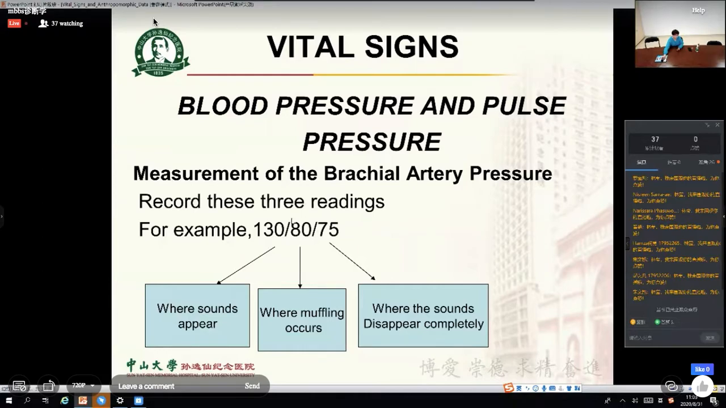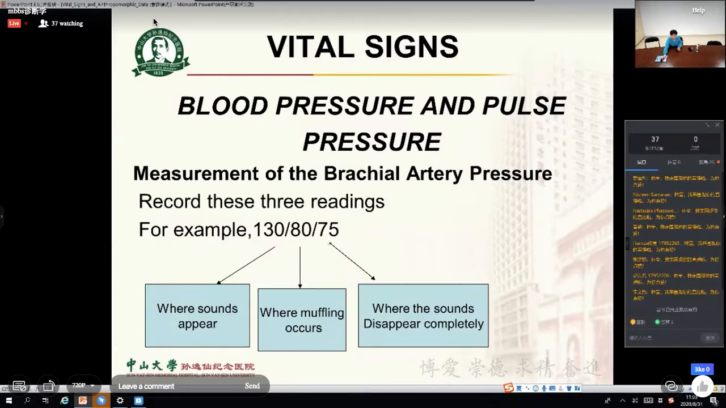And the second change we can pick up is where muffling occurs. We will hear a very strong pulse sound, pop, pop, pop, like muffling occurs. And this is the change. When the change occurs, this is the second reading.